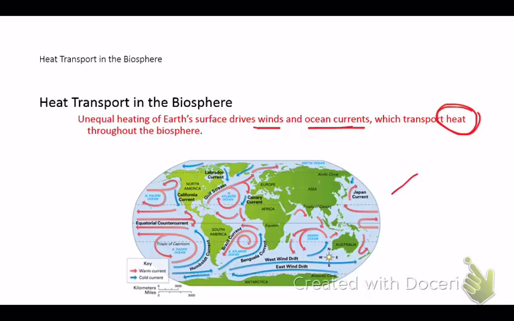And this image here just shows you some of the areas in red where warm currents flow, and in other areas in blue where cold currents flow, and that does affect the climate in those regions. Please remember this slide. This will help you for your test. It's important you understand that the winds and ocean currents will transport heat differently, and that causes change in climates.